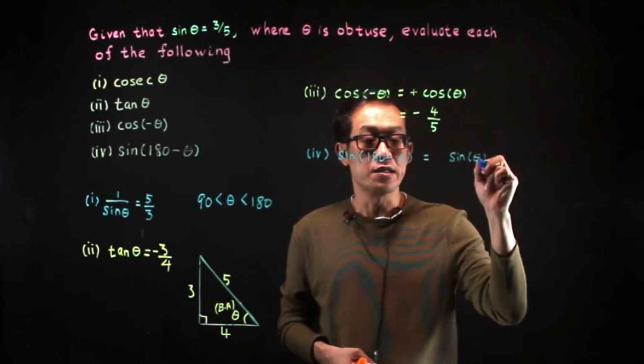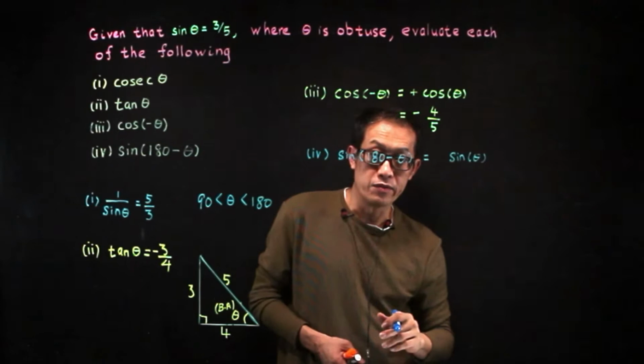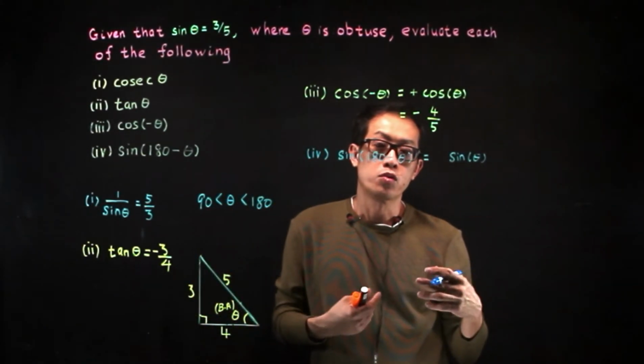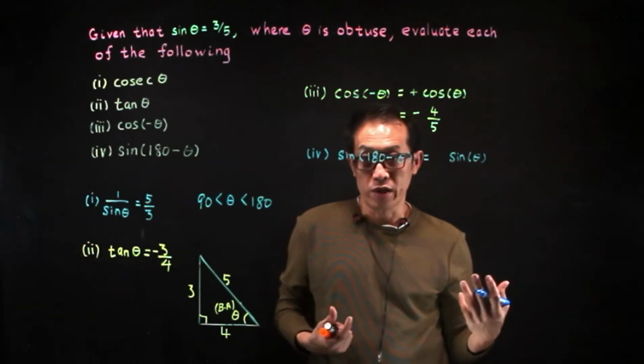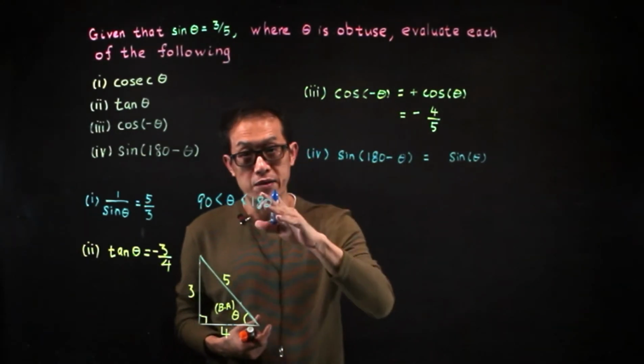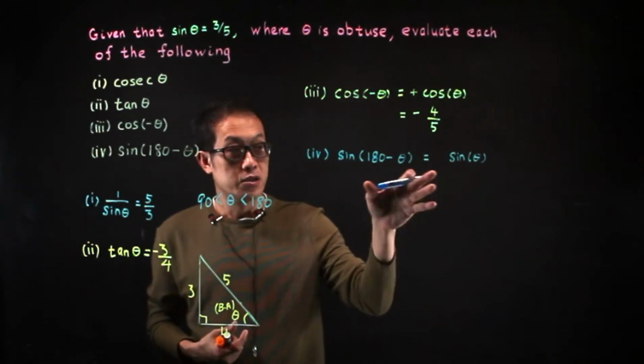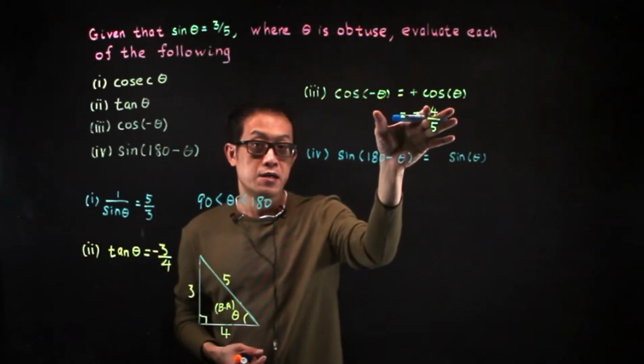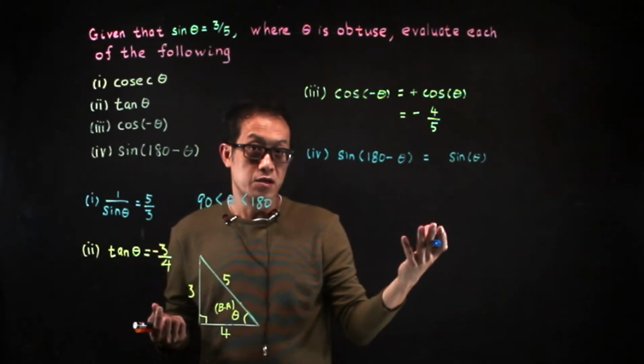The question is, is it positive or is it negative? Now, to help us imagine whether it's positive or negative, if we take theta, because this is an identity, we can let theta be any angle. Just like this, you find that it is true.